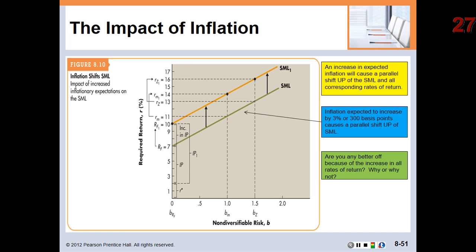So this is what inflation does. It causes a parallel shift up, or if we have deflation, which is pretty rare, it will cause a parallel shift down. Okay, so that's what you need to know about inflation. It causes a parallel shift up, and that's in the yellow box here. So that's the first item that will change the security market line.